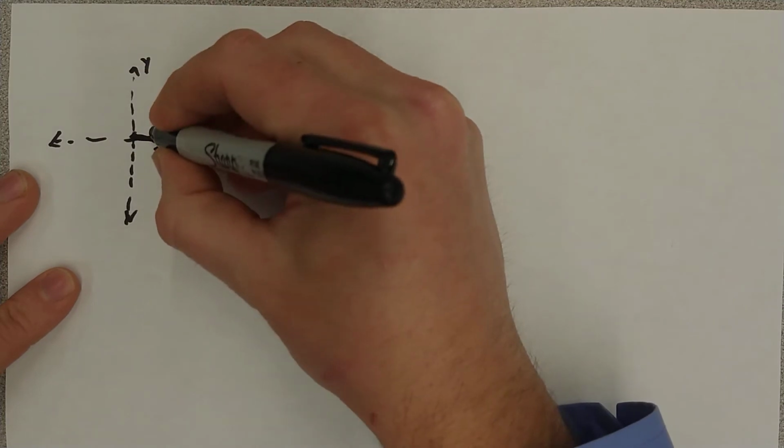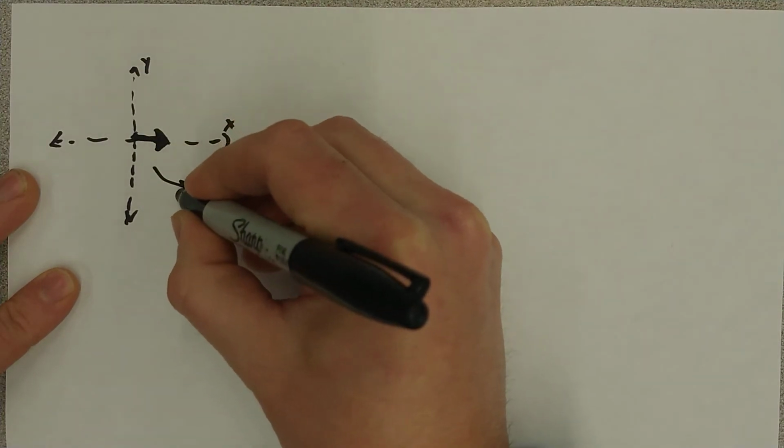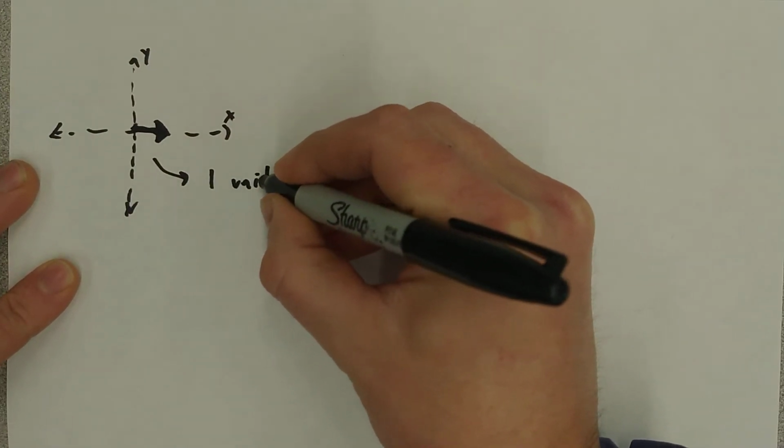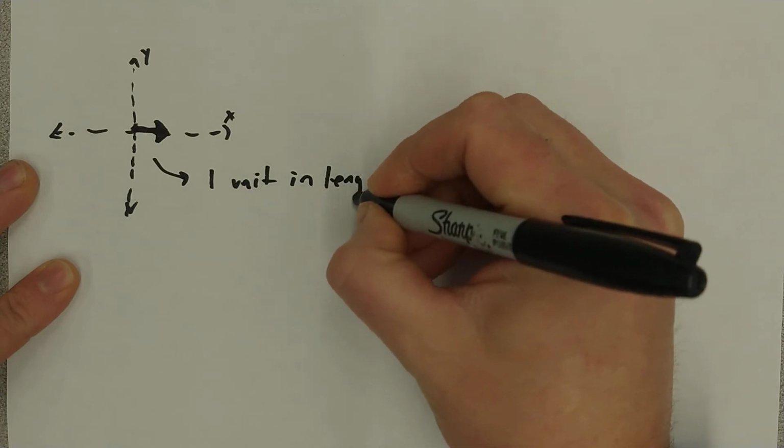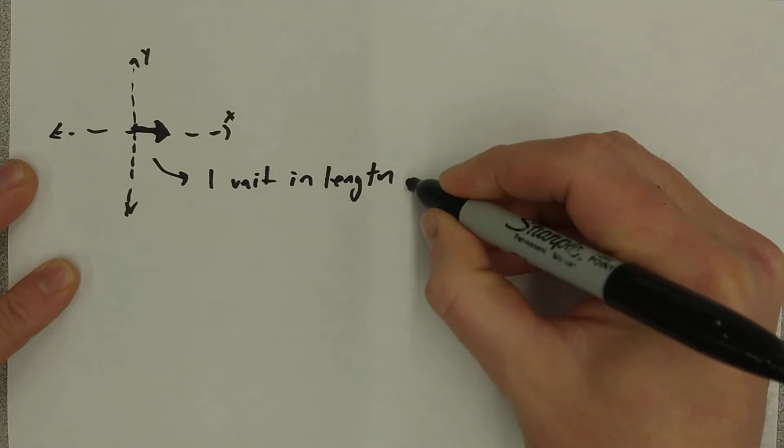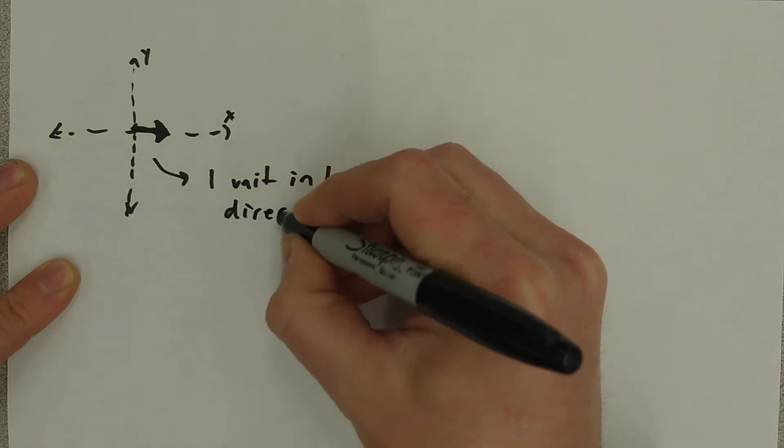All right, and that little vector we say is 1 unit in length directed along the axis.